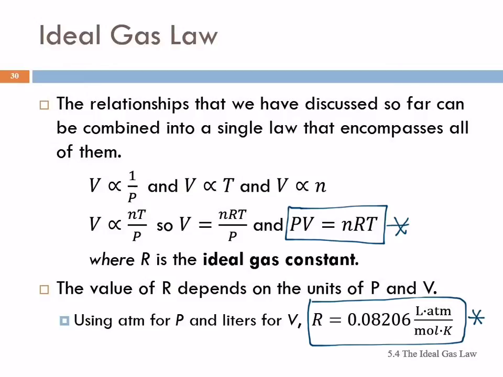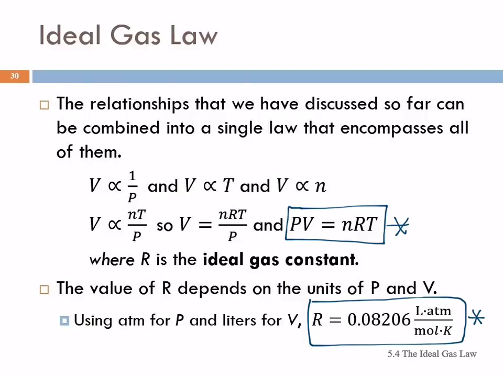Is that what we're going to use? We're going to use this one, yeah. There might be an occasional problem where we use a different one, but not very often. And the reason is that liters and atmospheres are convenient units for chemists to use. Other disciplines use the ideal gas law. They use it in physics, but they may prefer to measure their stuff with different units. And so they'll use a different value of the gas constant.